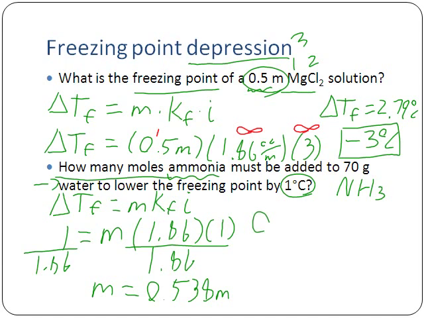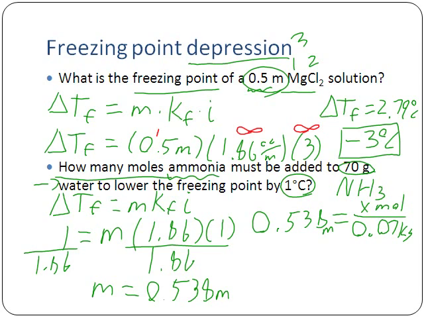So we're going to have to say our molality, 0.538. We're going to put this into our molality equation. And remember that the molality of a substance is equal to the number of moles of that substance, which we don't know. So we're going to call X moles of ammonia on top, divided by the number of kilograms of solvent. And in this case, we have 70 grams of our water, of our solvent. And so 70 grams is 0.07 kilograms.